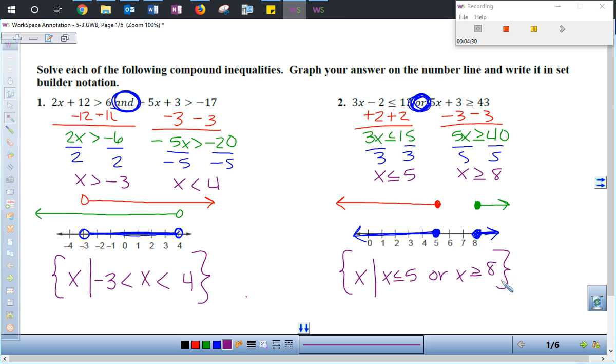So that's what we're going to be doing today. We're just going to be practicing the difference between "and" or "or." "And" is where they overlap, "or" is graph both of them together.